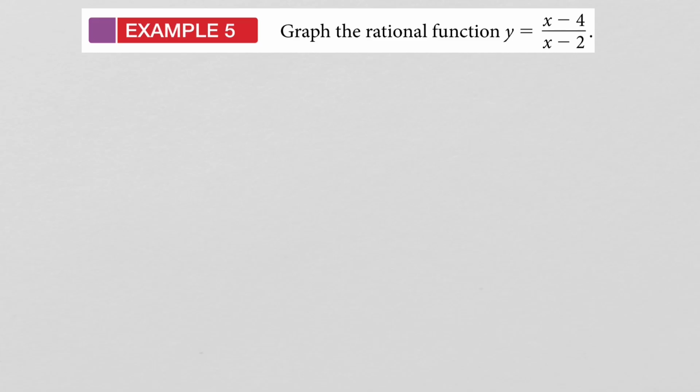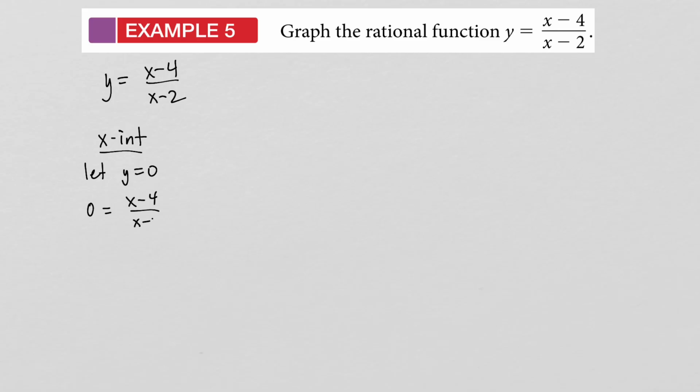So for example, the rational function y equals x minus 4 divided by x minus 2. So let's go ahead and talk about the x-intercepts. To get the x-intercepts, you let y equal 0. When you let y equal 0, you get 0 equals x minus 4 over x minus 2. And the only way a fraction can equal 0 is if the numerator of the fraction is equal to 0. And so that's going to be x equals 4.